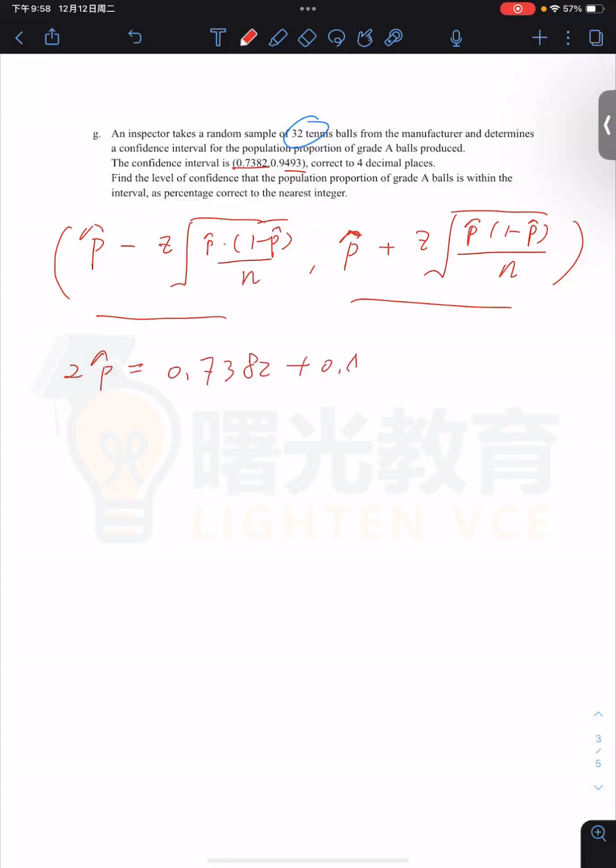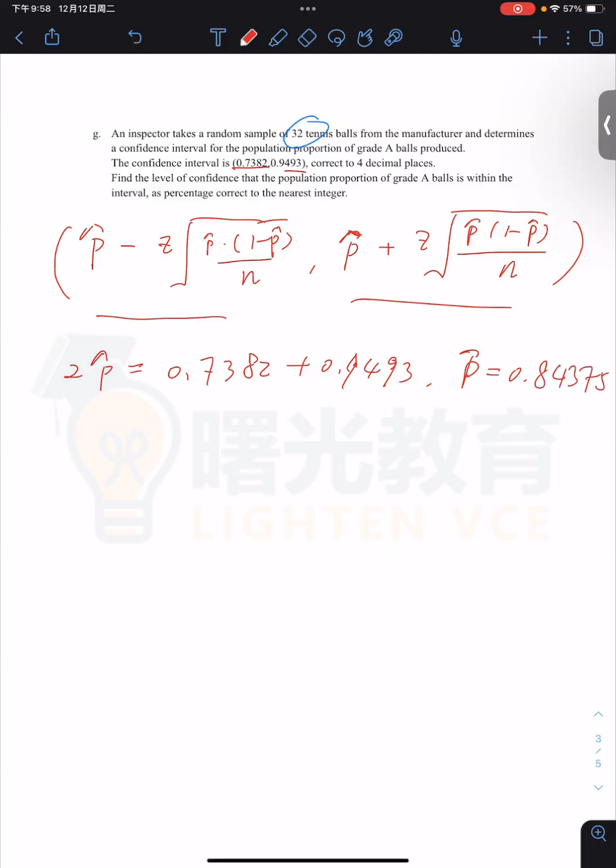0.7382 plus 0.9493. Directly, you can work it out. The p hat is 0.84375. Do not round to 4 decimal places during the question. Only round it at the end of the question.